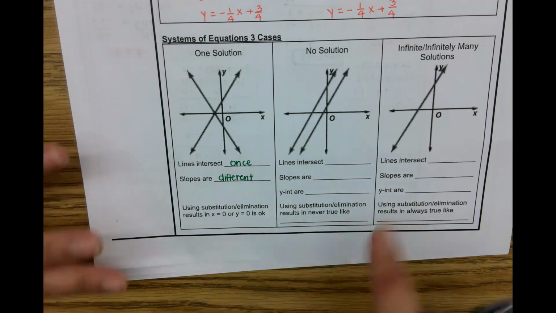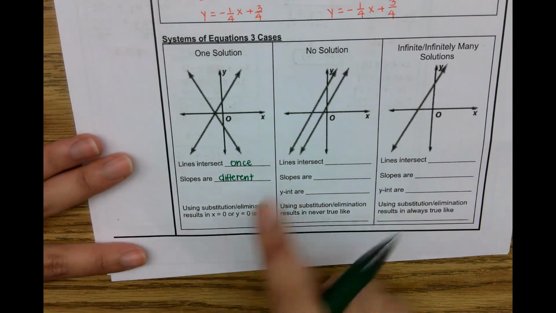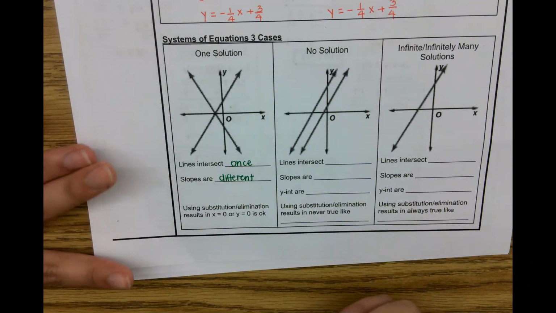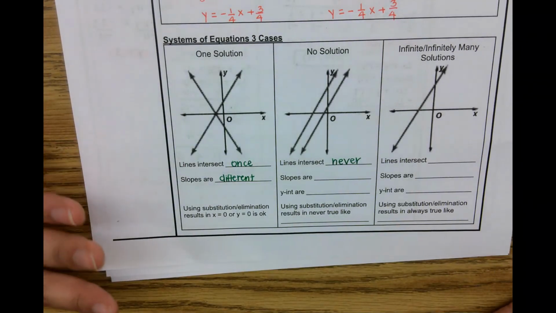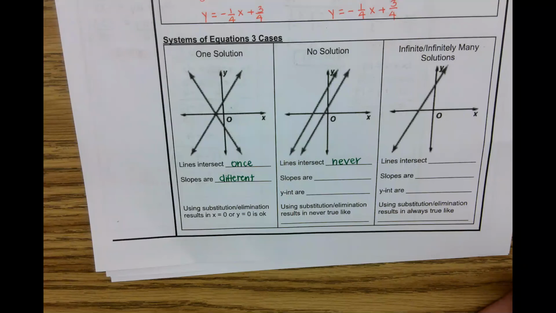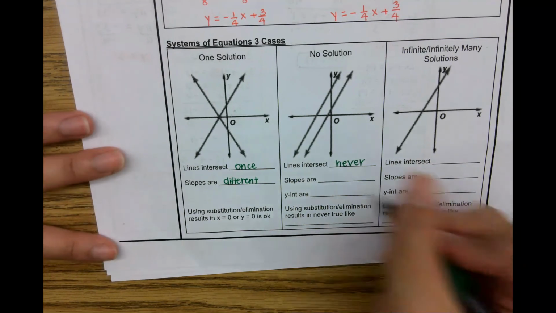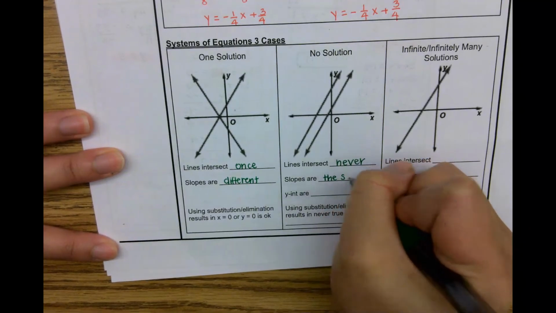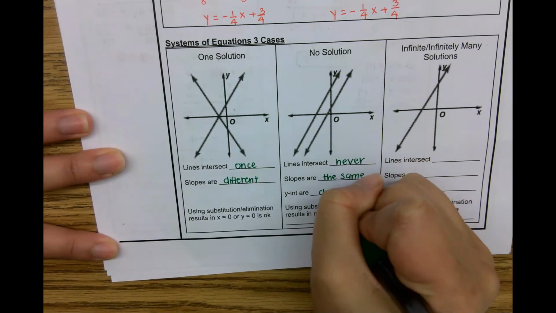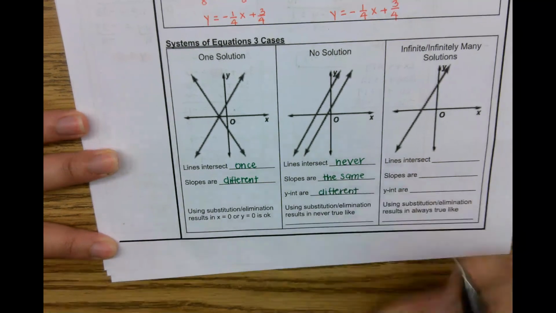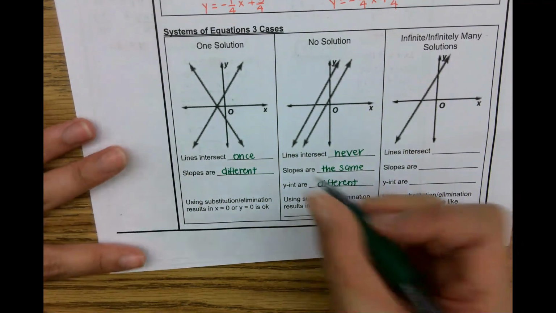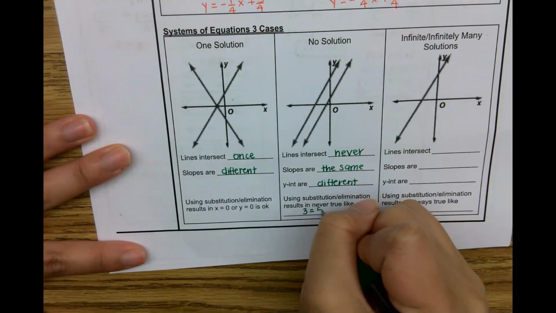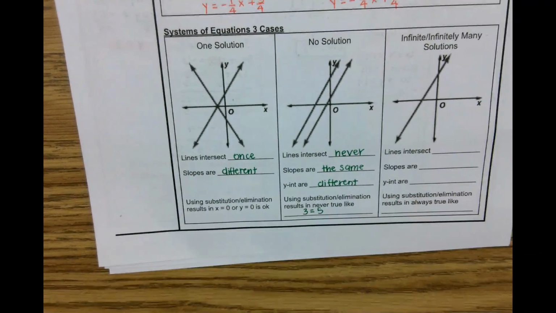Our second case is no solution. That's when we graph and we have parallel lines, which means our lines never intersect. What we'll learn eventually in other math classes is that parallel lines have the same slope but different y-intercepts. And that's what makes them parallel. When you use substitution or elimination and have no solution, you result in something that isn't true, something like 3 equals 5.